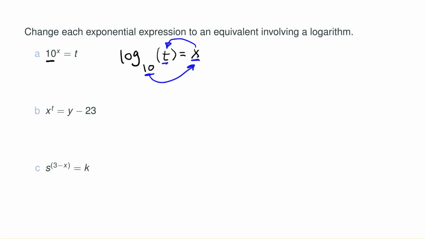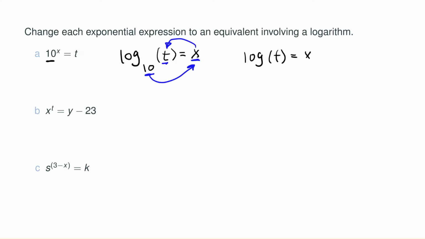Also, log base 10, sometimes for 10 we don't write 10. We don't have to write 10. So if you see log without any number, that's implied to be base 10. So these two are the same thing. Only for 10, we write a basic log without writing 10. It's implied. So let's look at the next one.